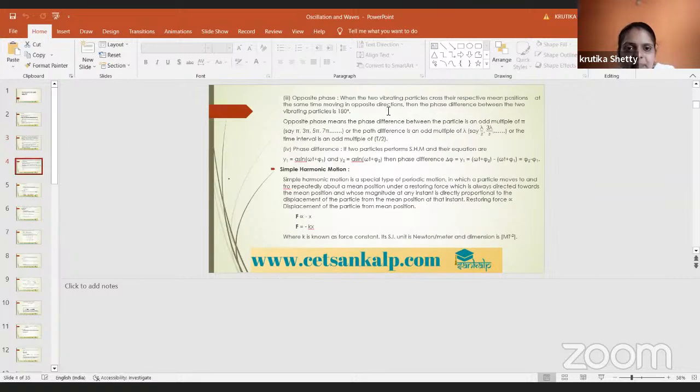Then opposite phase, when the two vibrating particles cross their respective mean position at the same time moving in an opposite direction. So when they are in the same phase, what happens? They will be in the same direction. In opposite phase, the vibrating particles will be in the opposite direction.